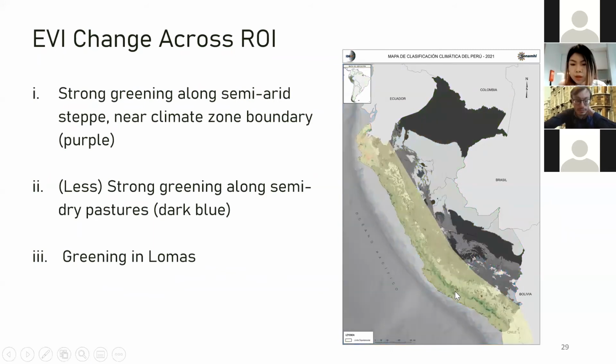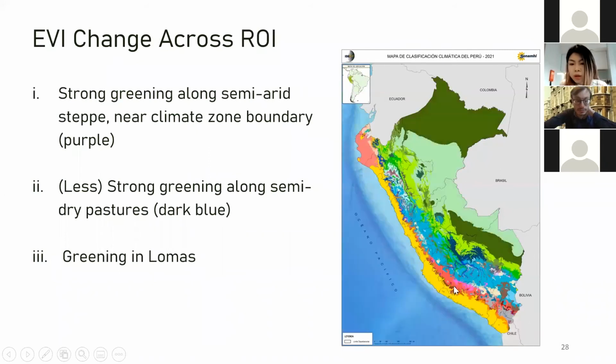Here you can see this greening strip, this very strong greening happening along the semi-arid steppe near the climate zone boundary, which is highlighted in purple here.